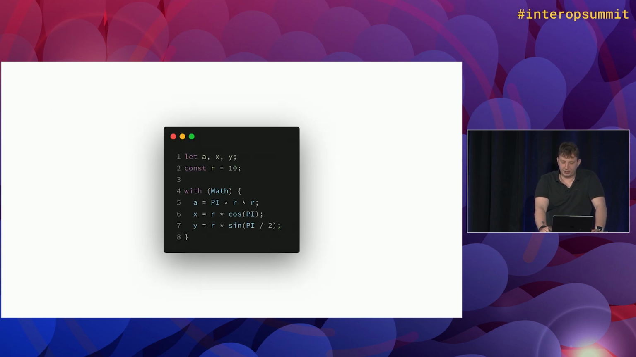So what does the with keyword do? Well, the with keyword replaces the global namespace, or more like prepends the global namespace with the object that you add to it. So in this case, on line 4, we prepend the global namespace with the Math object. And now on lines 5, 6, and 7, you can access Math.PI, Math.cos, Math.sin without saying that you're accessing the Math object.